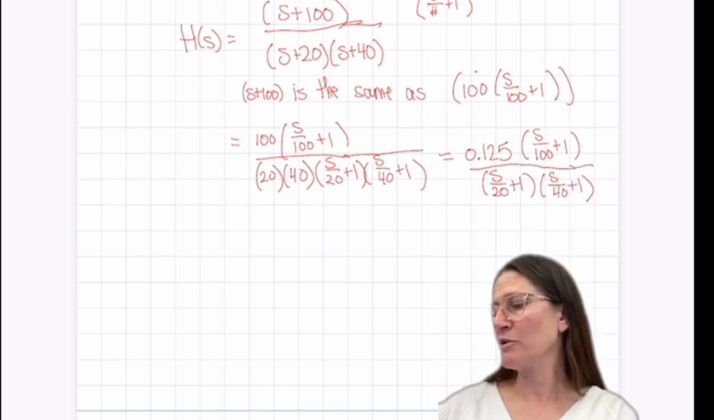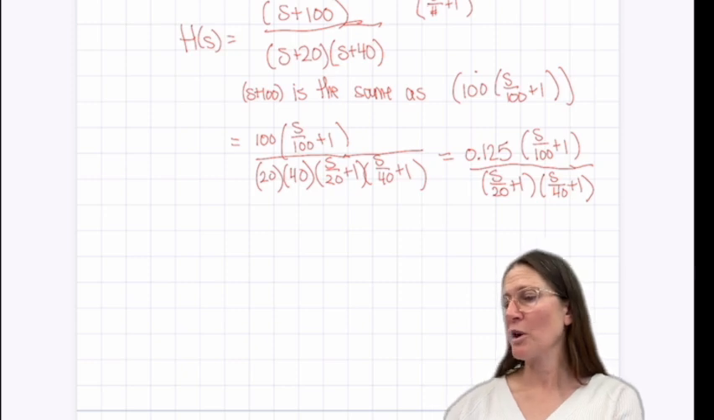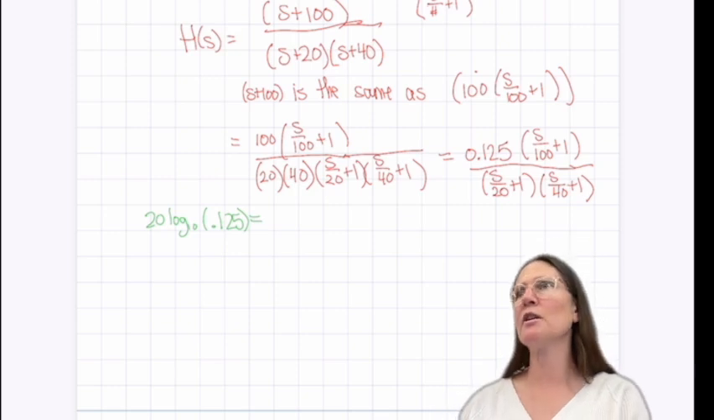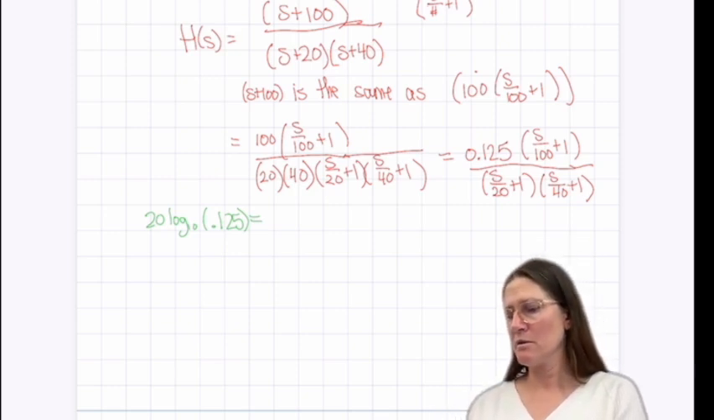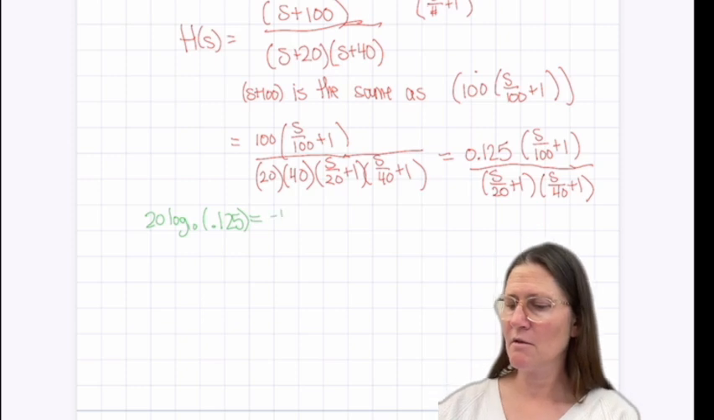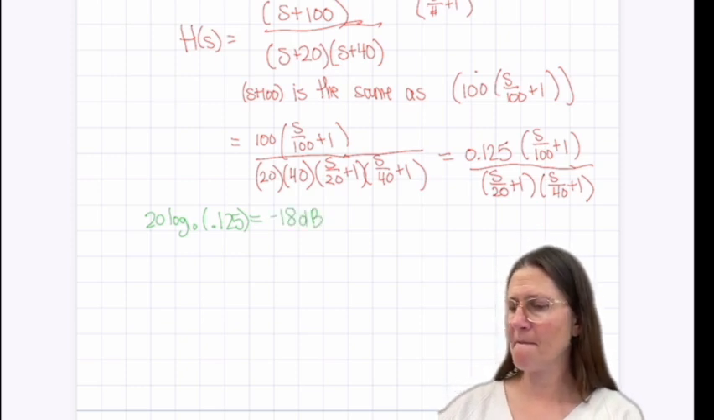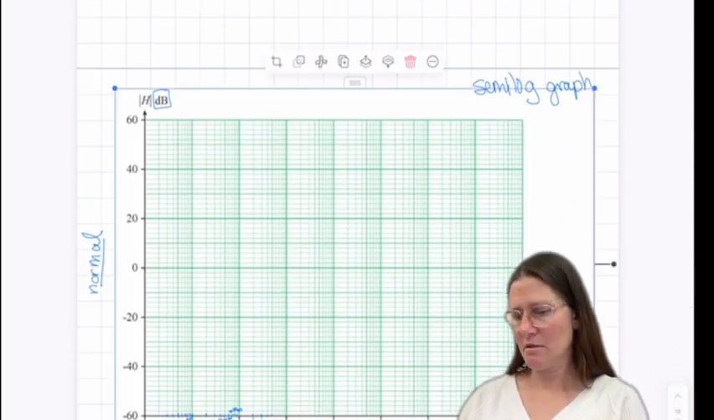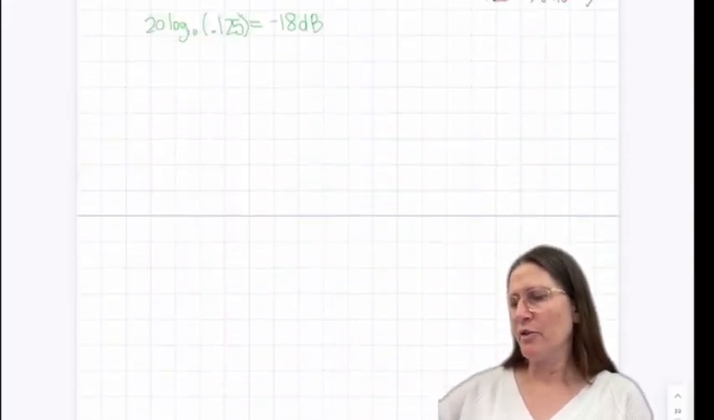I don't have any poles or zeros at the origin, so I'm just going to take 20 log base 10 of that 0.125. And that gives me my starting value. So 20 log of 0.125 gives me negative 18 dB. Let me grab the graph.